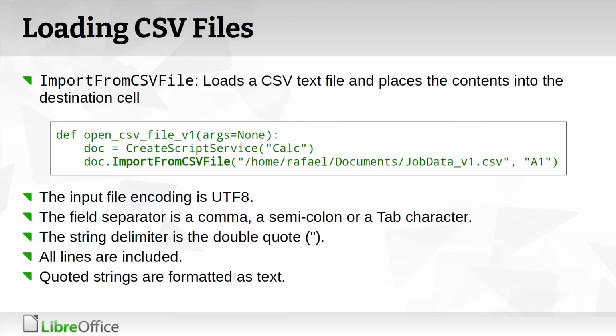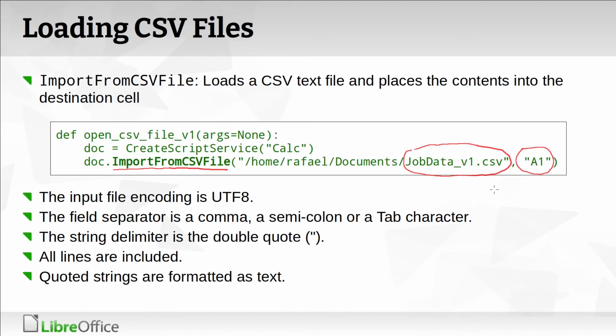So I'm going to explain how to import CSV files using the import from CSV file method from the Calc service. So it's very simple. You can see here that I just have to specify the file to be imported, which in this example is jobdata v1.csv. So this is the first argument of the import from CSV file. And then I have to specify the cell into which the values will be inserted. So they will be inserted starting at cell A1.